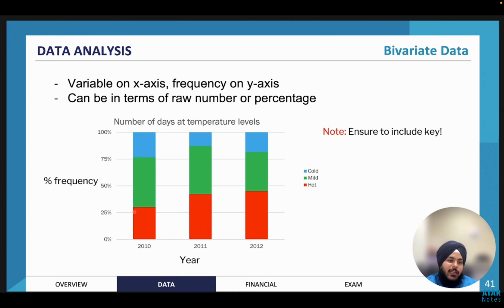So this way we can easily tell that 30% of the days in 2010 were hot. So here we have two variables, so not only the number of days at temperature levels, we also have the type of temperature.